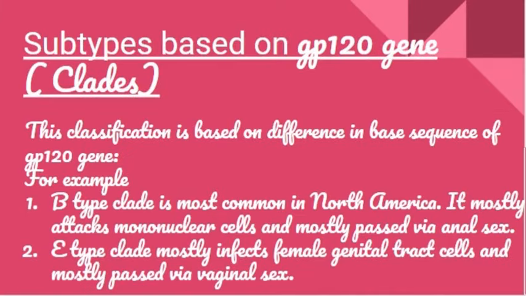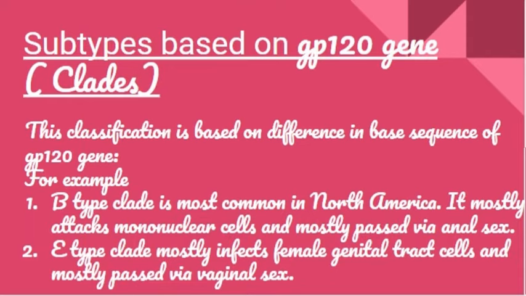Classification of HIV virus based on GP120 gene. Based on the difference in the base sequence of the glycoprotein 120 gene, there are many different types of HIV viruses. This classification is known as clades. This classification is based on difference in base sequence of GP120 gene as we have discussed. For example, B-type clade and E-type clade.